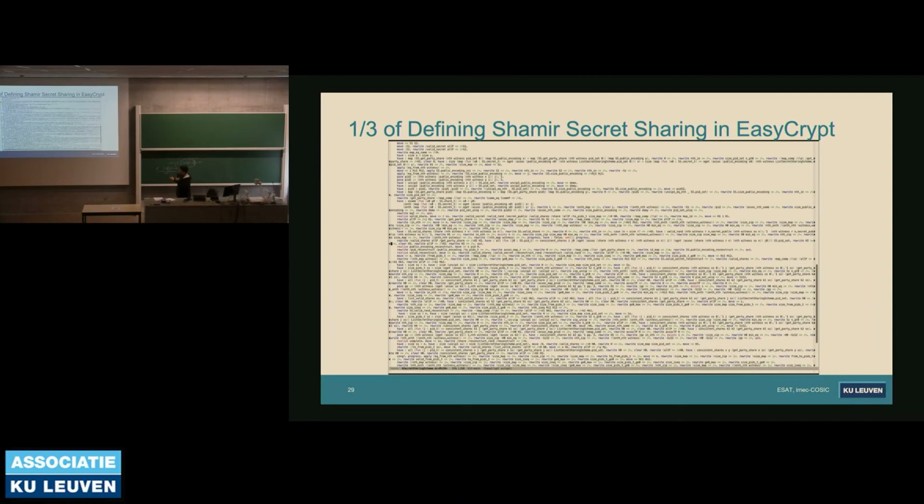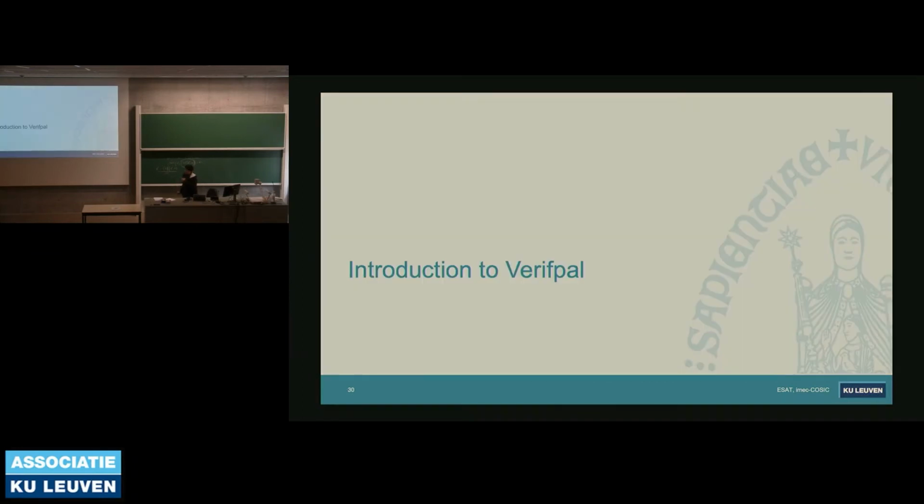Whereas if we want to do 1/3 of that in EasyCrypt, it's kind of intimidating to look at. And it kind of takes us back to the problem of verifying proofs manually, like the ones on paper.